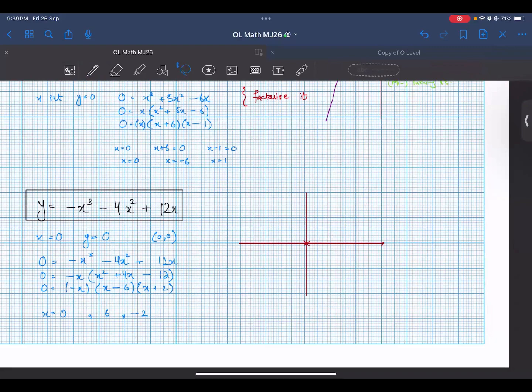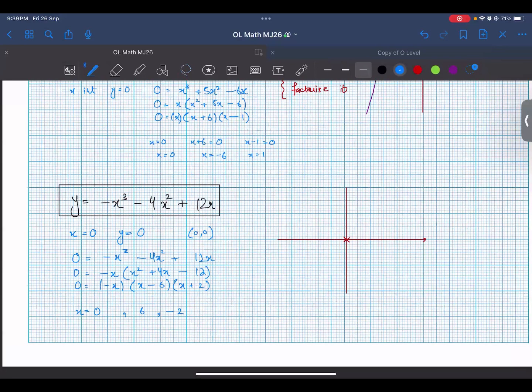So it is passing through the origin (0, 0), already plotted. The other x-intercept is 6. Let's suppose this is 6, and then minus 2. Suppose this is minus 2. So it is passing through these x-intercepts. And then your a is what? A is negative, which is minus 1.